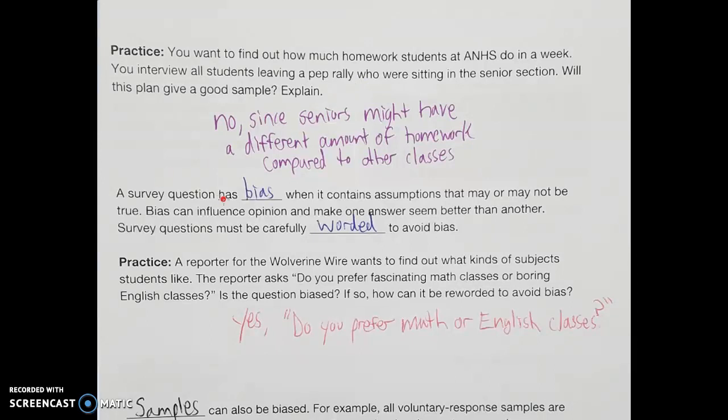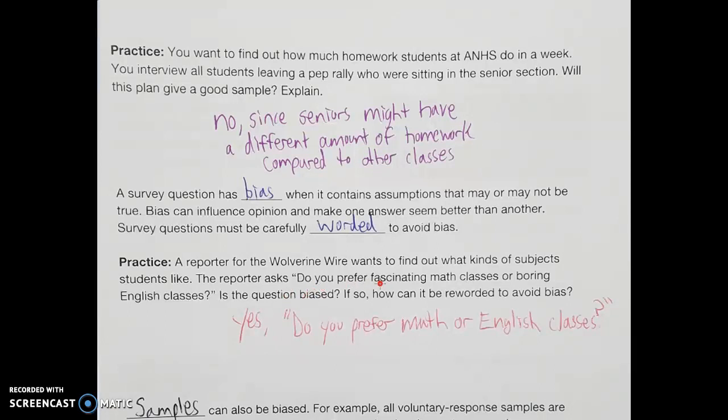So a survey question can also have bias when it contains assumptions that may or may not be true. Bias can influence opinion and make one answer seem better than the other. Survey questions must be carefully worded to avoid bias. Sometimes bias will be kind of obvious, like in this next question, and sometimes it's a little harder to pick out. For example, our reporter for the Wolverine Wire wants to find out what kinds of subjects students like. The reporter asked, do you prefer fascinating math classes or boring English classes? Is that question biased, and if so, how can it be reworded?